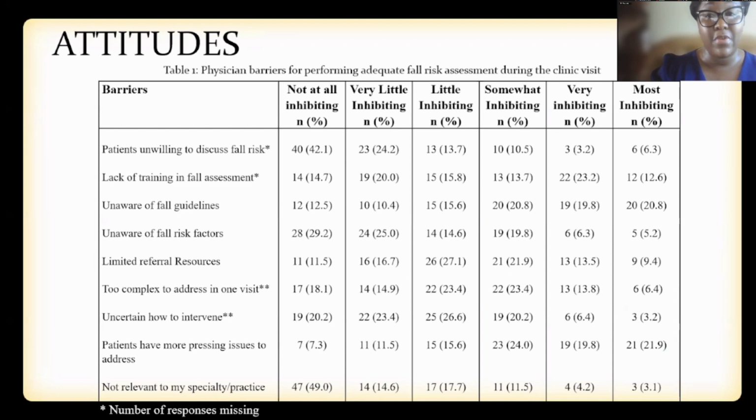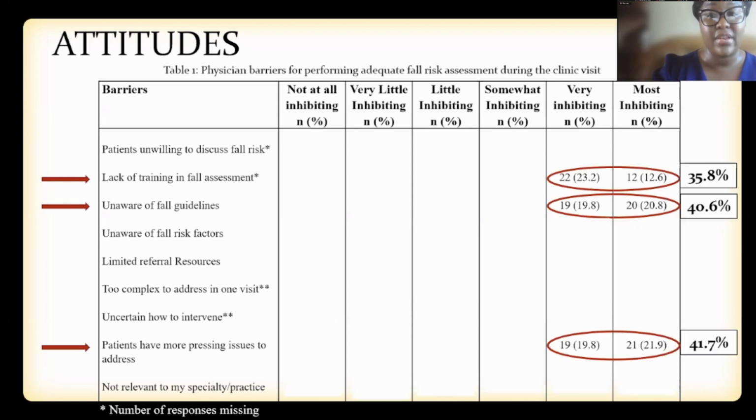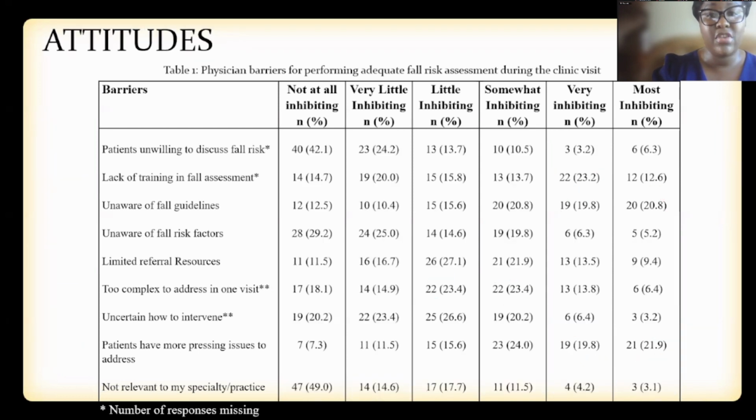Perceived barriers to performing adequate fall risk assessments were ranked from not at all inhibiting to most inhibiting, where lack of training, unawareness, and more pressing issues to address were mainly ranked as very to most inhibiting, whereas falls being too complex to address were equally deemed little or somewhat inhibiting. Contrarily, patients unwilling to discuss fall risk, physicians unaware of fall risk factors, and fall assessment not relevant to my specialty or practice were each mostly considered to be not at all inhibiting.